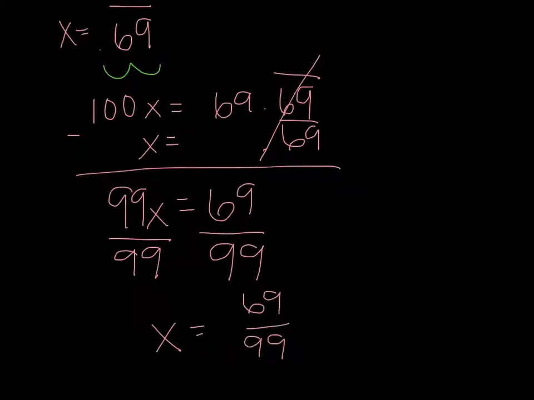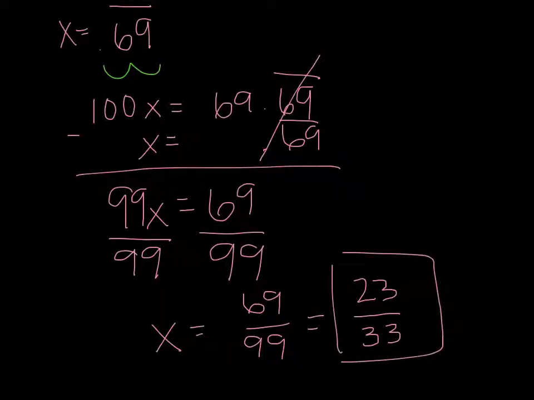And 3 goes into both numbers. So I'm going to have 23 over 33. And that's what I'm going to be left with. So my answer is going to be 23 divided by 33. And I can always check myself by dividing that. So 23 divided by 33 is in fact 0.69 repeating. So I know that I answered that correctly.